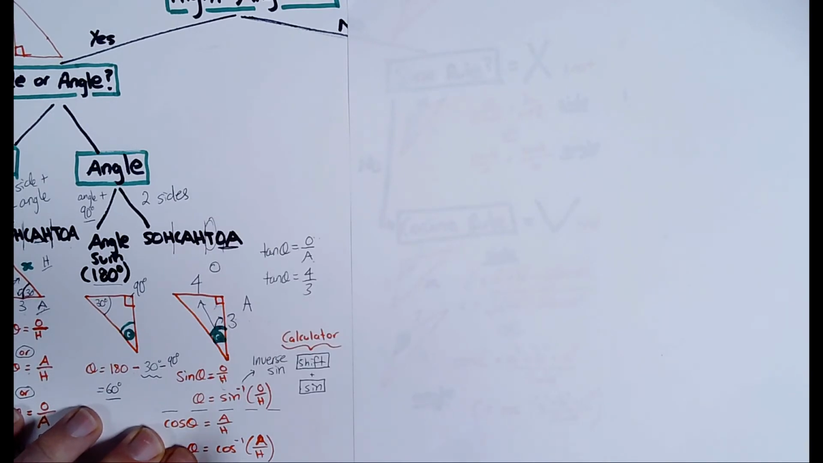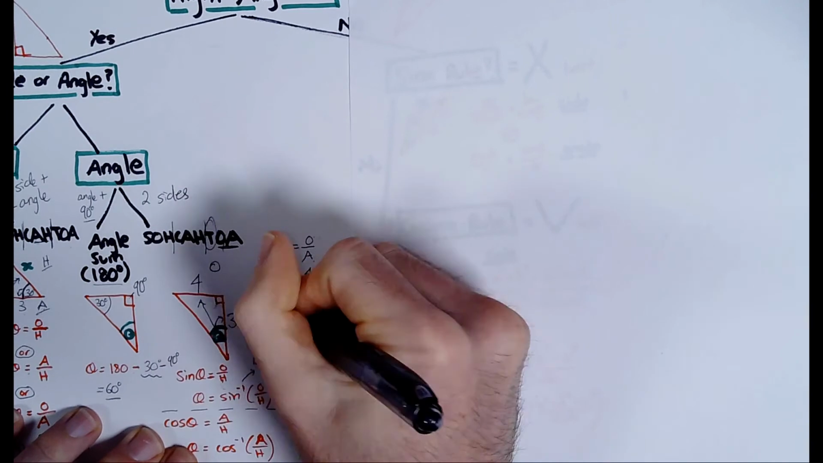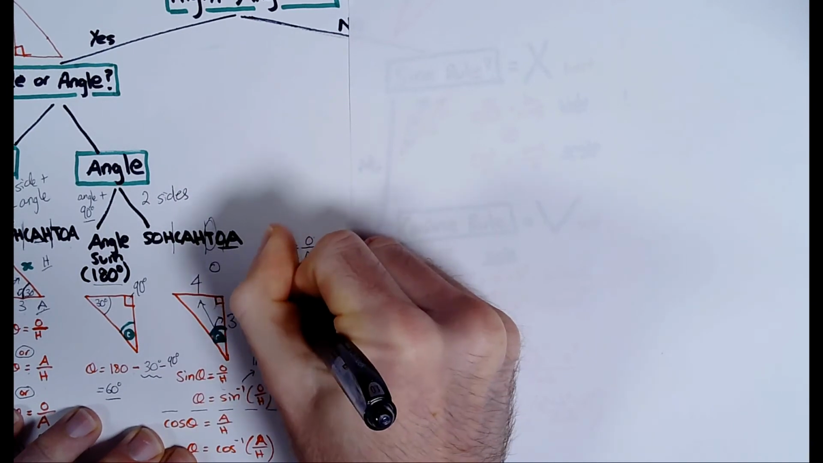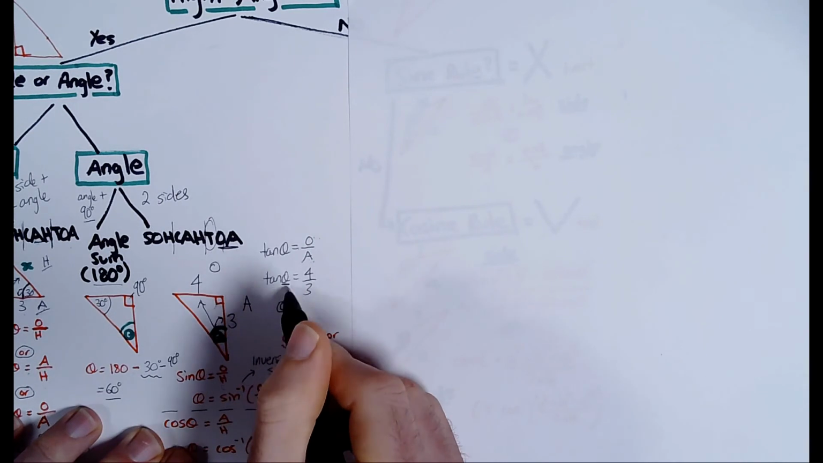Okay, so if we have 4 and 3, tan theta equals 4 over 3, we would then try and find the theta here, not by dividing by tan away, because we're trying to get theta, which is the missing angle, by itself, right?